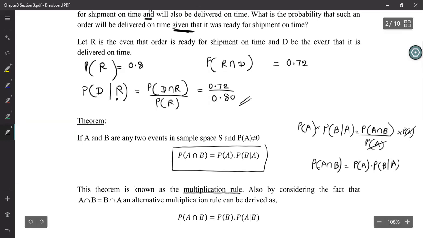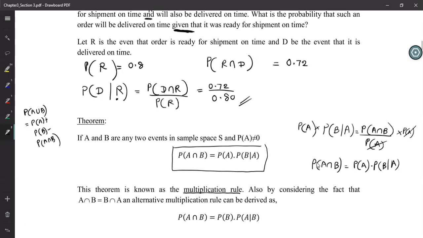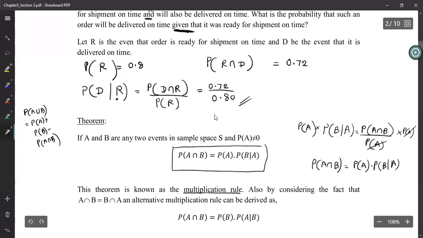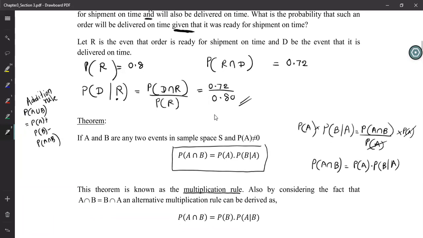So what was the other rule that we learned for the union? That's what we learned last time. Can you remember? We had an equation for A union B. What was it? P(A) plus P(B) minus their intersection. What is the name of this rule? Anybody who can remember? This is called the addition rule. Addition is for the union, multiplication is for the intersection.